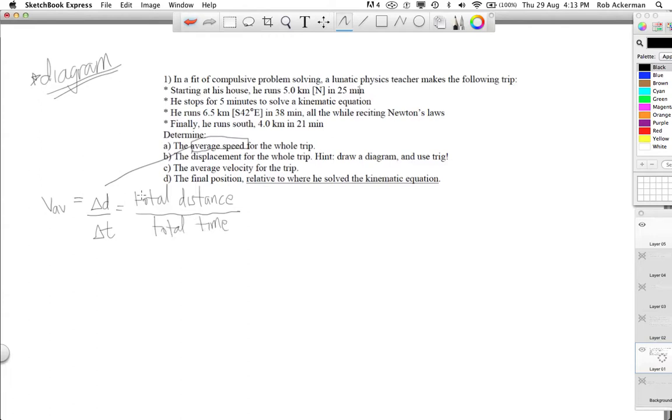So now that I've written down what it is they're asking me for, I know what to go find. And if I have a good diagram, I have a good chance of finding that. Over here, they ask for displacement. Now, what is displacement? Displacement is the symbol delta d with a vector hat, and it, of course, refers to a delta, a change, in d vector, the position. So I can write that down if that's something I know.